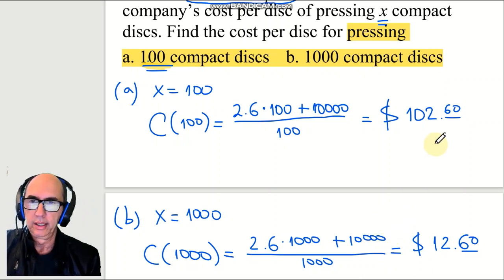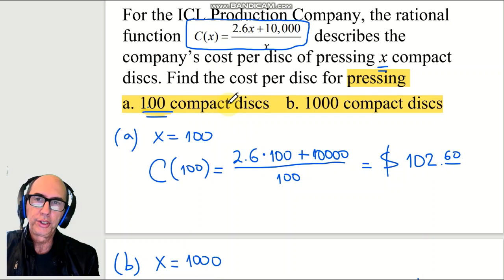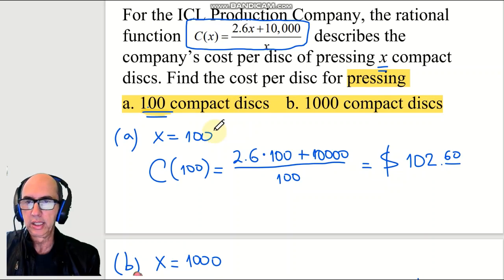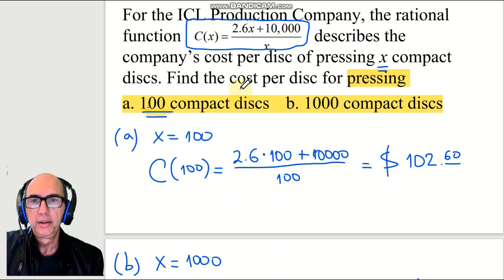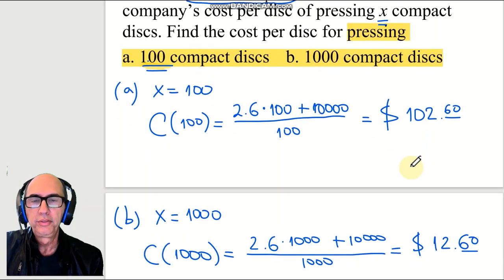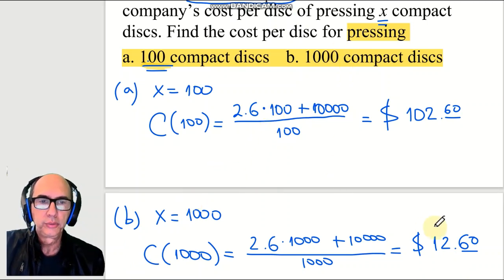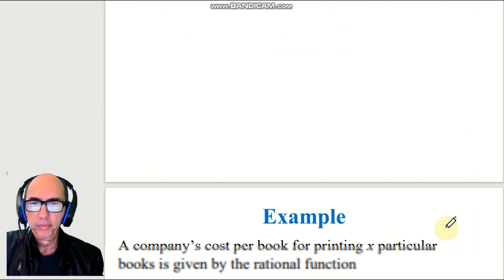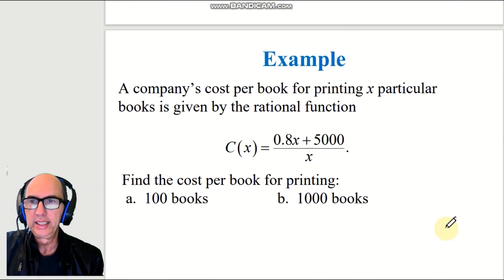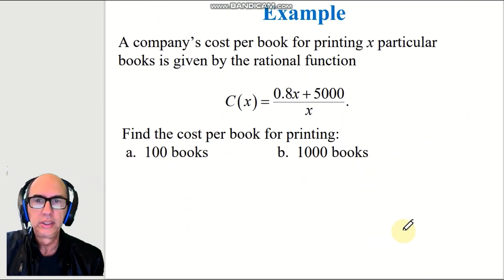$12.60. And this makes sense because usually when you have production, if you produce a small amount, the cost for each disk will be more. If you produce a bigger amount, the cost per disk will be less. All right, that's all. The next example is pretty similar. You can do it by yourselves.